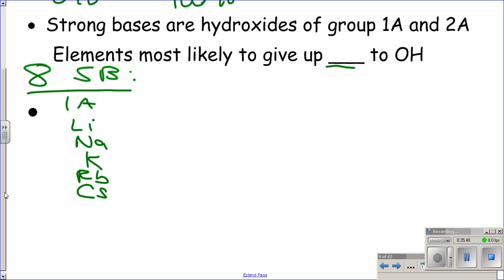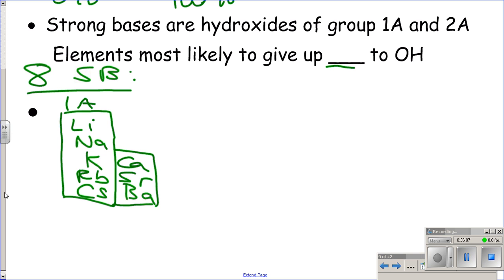Stop there, okay? These are all in group 1A. What's next to cesium in group 2A? Barium. Next on top, strontium and calcium. Stop there. Those are the 8 strong bases in group 1A and 2A. Not all of group 2A is considered strong. But my easy way to remember these 8 strong bases is they form a lowercase b.